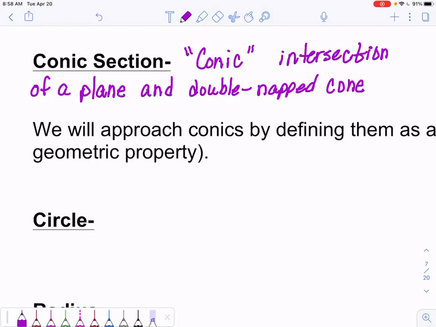See, this is a cute little cone that I have here. So that's how a circle is created. So my cone, and a plane slicing through it.